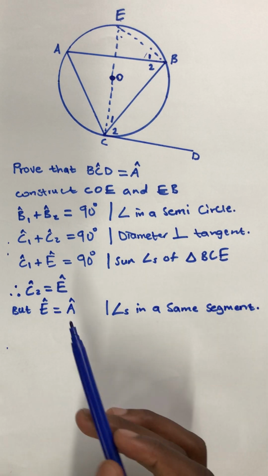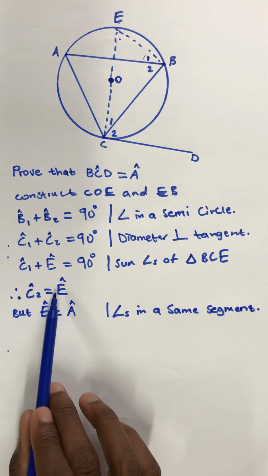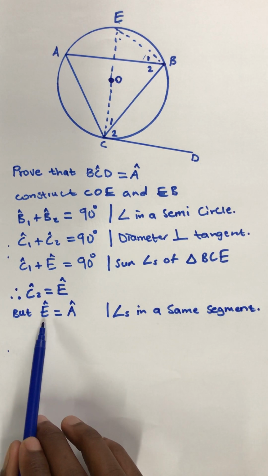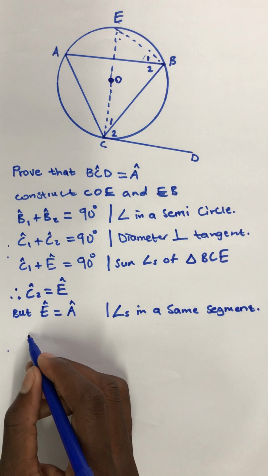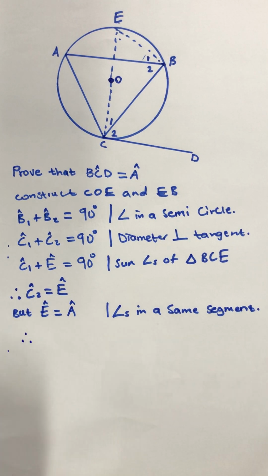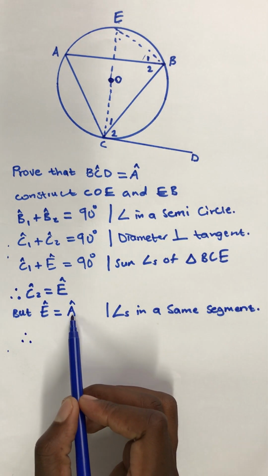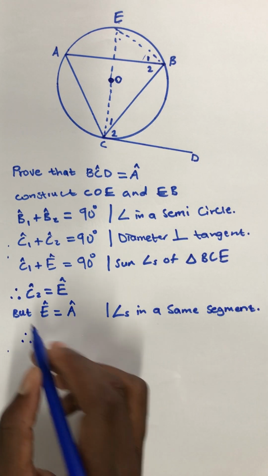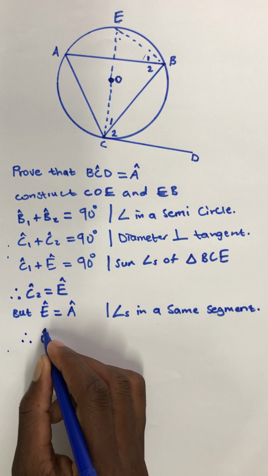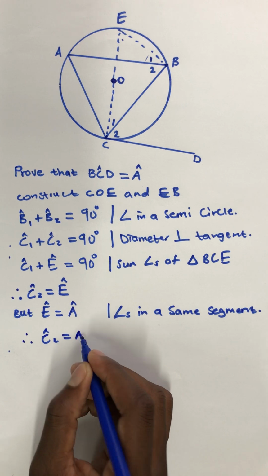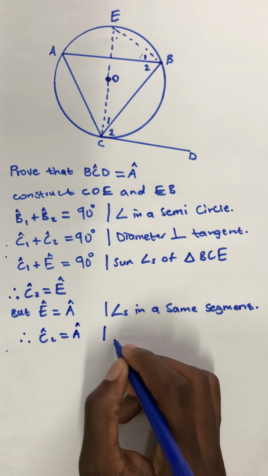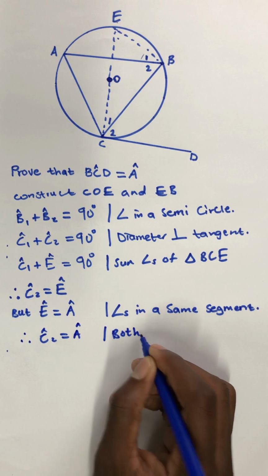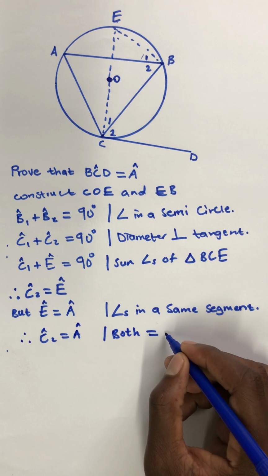So let's check. Angle C2 is equal to angle E. Angle E is equal to angle A. It means that, therefore, angle A and angle C2 are both equal. So we can say angle C2 is equal to angle A. And then what is the reason? They are both equal to angle E.